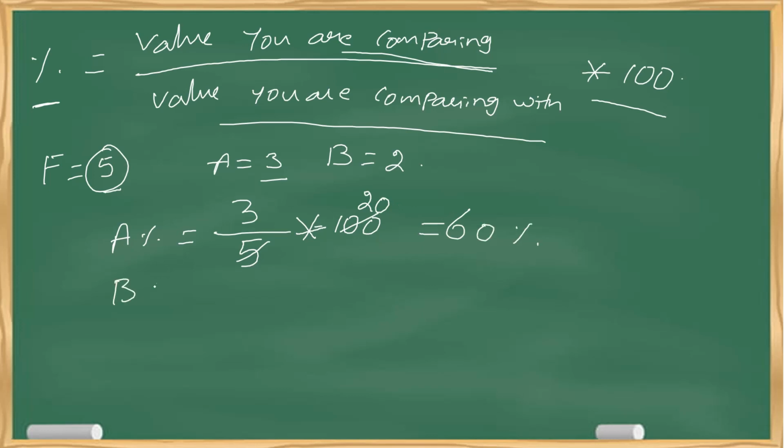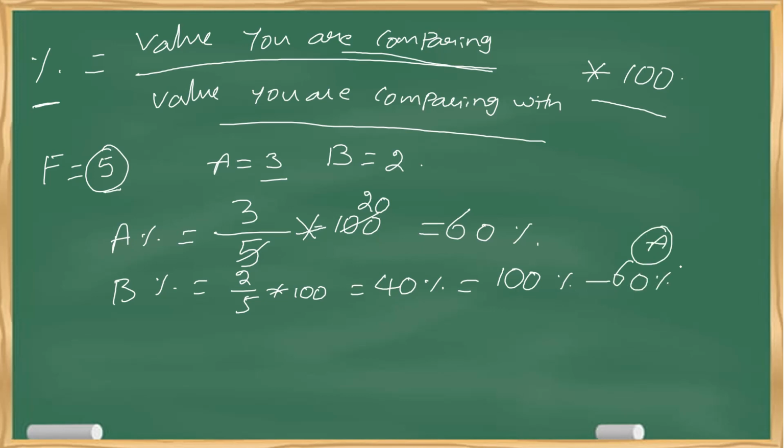Now how to find for B? Is it necessary that you need to do 2 by 5 into 100? I don't think it is necessary to do the same way. You can solve it in a very simple way. The father gets 100% of the chocolates, minus 60%, that is A, then you will definitely get B's percentage. Understand the point here? This is the way we solve the problems. Clear? This is very important. Please do remember this.